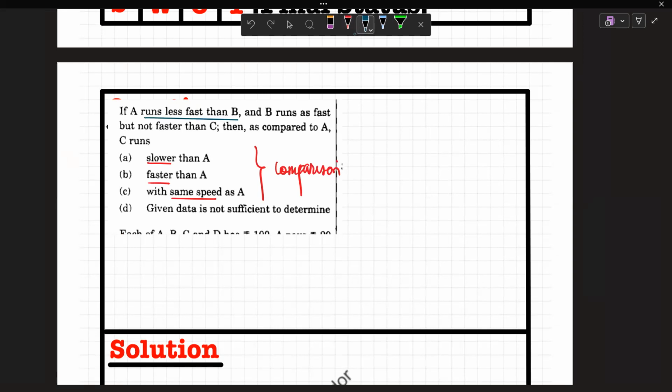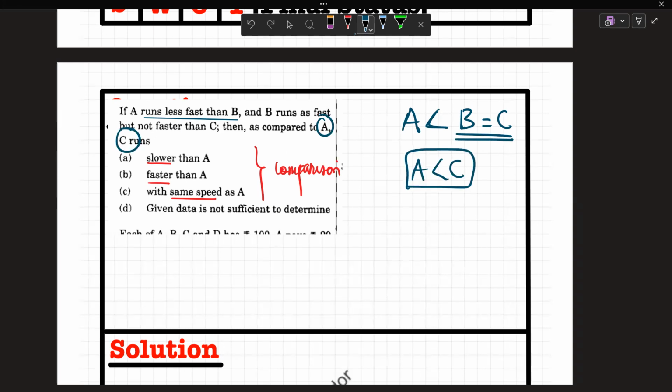A runs less fast than B. That means this inequation is about who is running faster. So B runs faster than A. B runs as fast as but not faster than C. Yani B and C run at the same pace. What is the comparison between A and C? A is less than C. Yani A runs slower than C. Now since A runs slower than C, as compared to A, C runs what? C runs faster than A. So your answer will be B. Got it? So I hope it is clear.